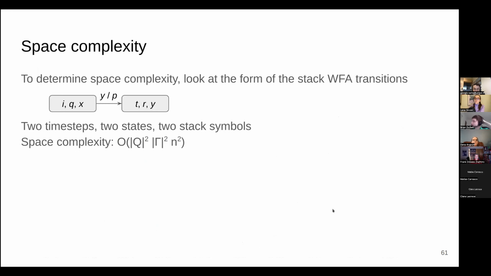So these rules help us analyze what the space and time complexity of this algorithm should be. To determine space complexity, we just look at how many different stack WFA transition weights we will need to store. A transition is a pair of states, which gives us 2 variables, i and t for time steps, 2 variables for states, and 2 stack symbols. So that tells us that the space complexity should be Q squared, gamma squared, n squared.